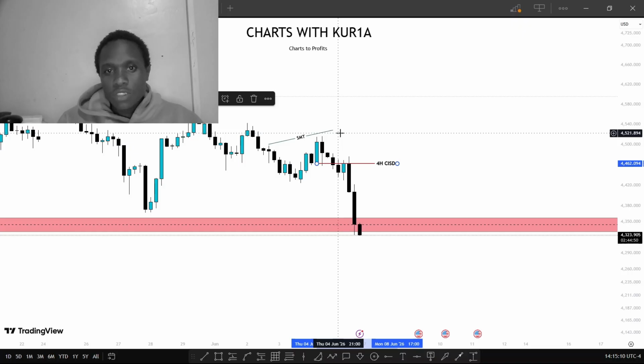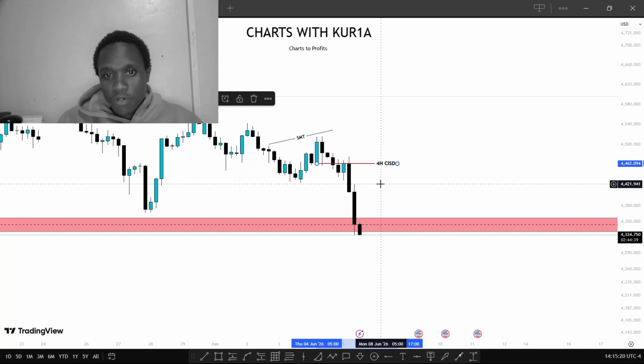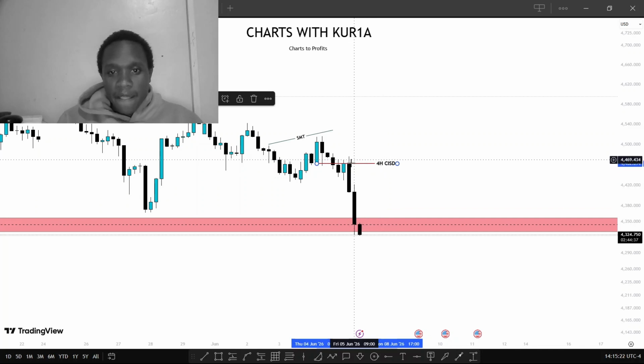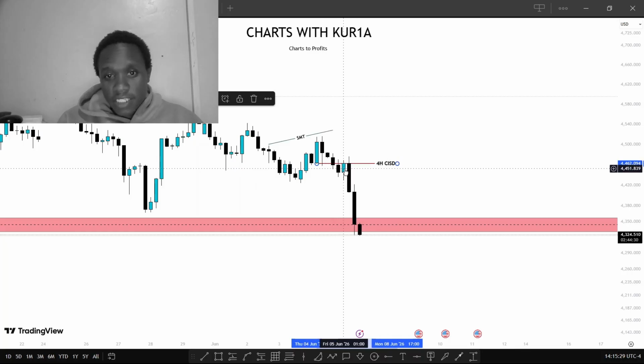Why? Because we have very high chances of manipulation. I could have easily taken this trade here, and then we would have manipulated to this previous day high to sweep it and then gone back to the downside. But you can see that the entry was already confirmed on the 4 hour change in state by the time we were opening for the London kill zone.